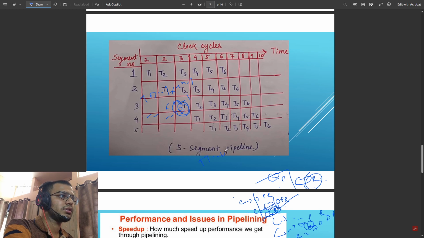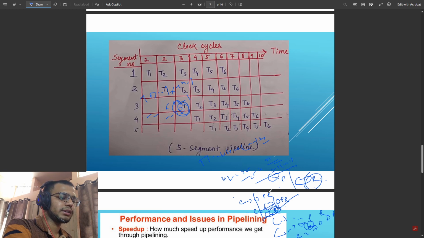Total time equals K into TP plus n minus 1 into TP. So for pipelining, how can we calculate the pipeline efficiency? The formula for pipeline efficiency is Sk, that is n, and K plus n minus 1.